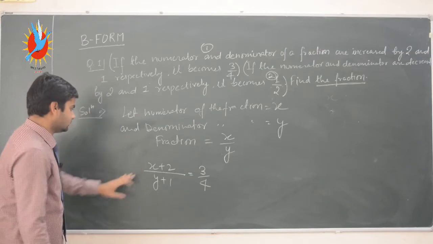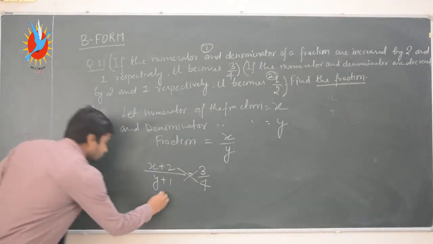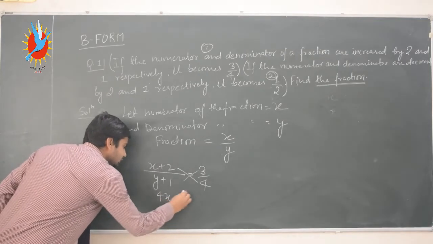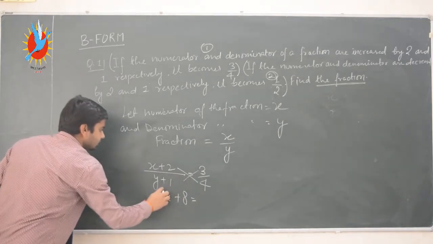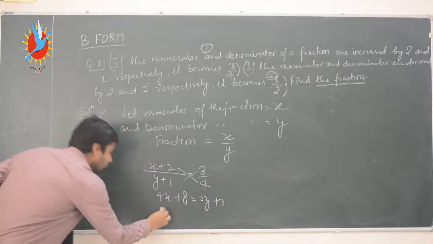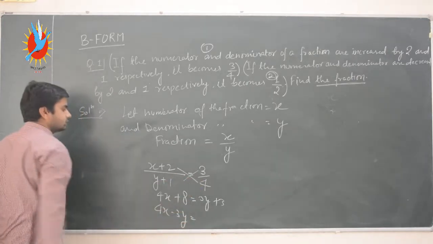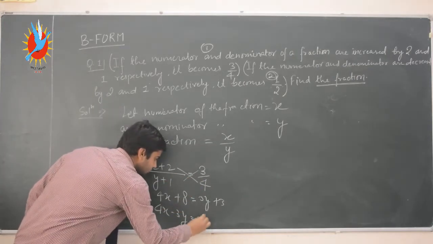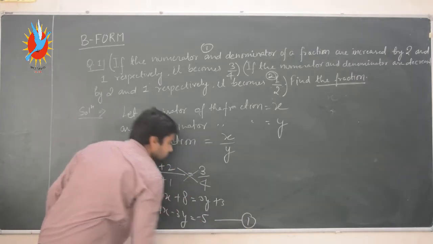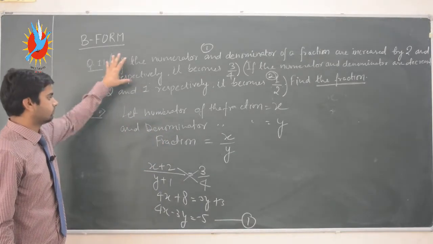Now solve this algebraic expression. We are going to cross multiply, so we get 4x plus 8 equal to 3y plus 3, or 4x minus 3y equal to minus 8 plus 3, which gives minus 5. So this is our equation 1. Finally we got equation 1 from condition 1.